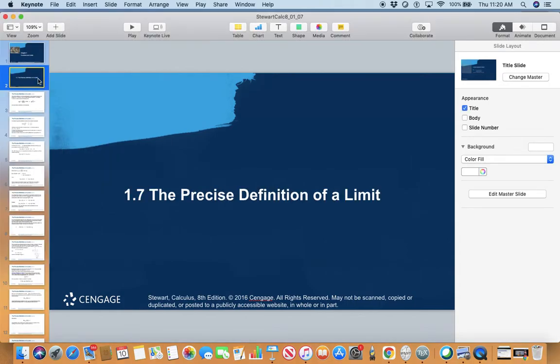Back, Chapter 1, Section 1.7. Here we look at the precise definition of a limit.